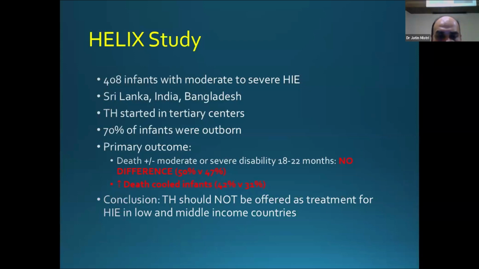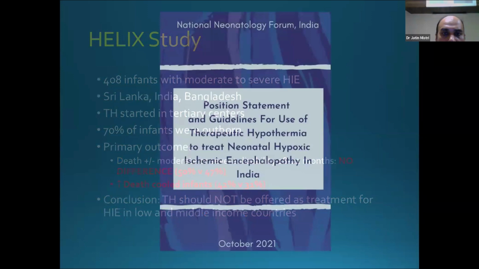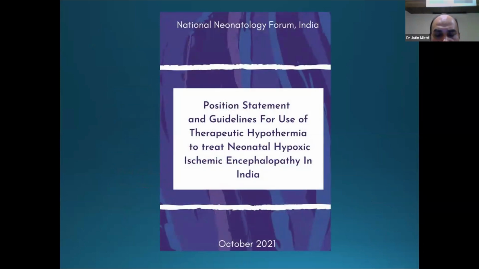So that led to a lot of controversy, and it was concluded that therapeutic hypothermia should not be offered as a treatment for hypoxic encephalopathy in LMIC, which is low and middle income countries. So following that, in October 2021, NNF came up with a position statement and guideline for use of therapeutic hypothermia, because it was very much required to decide whether it should be used or not following the HELIX trial results.